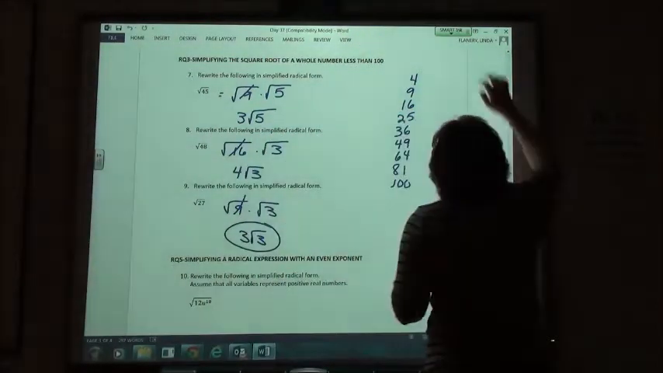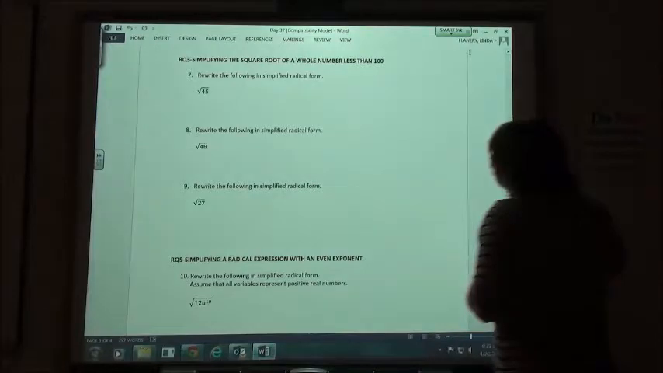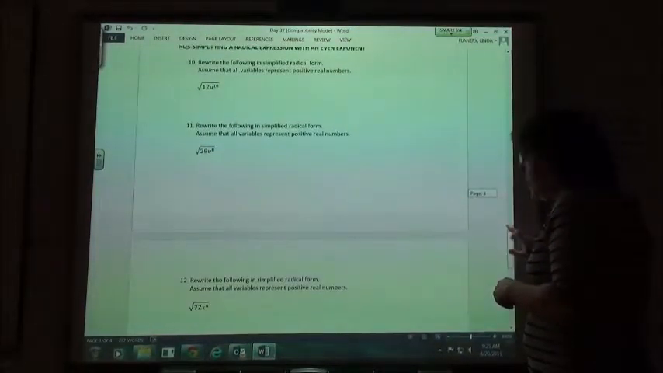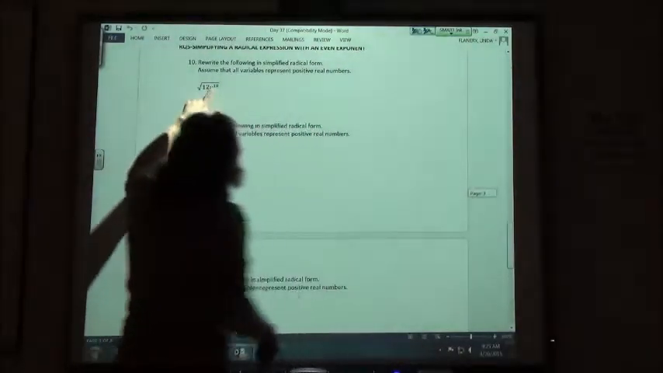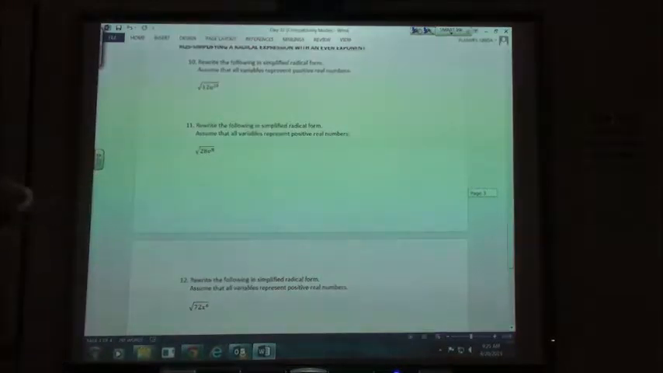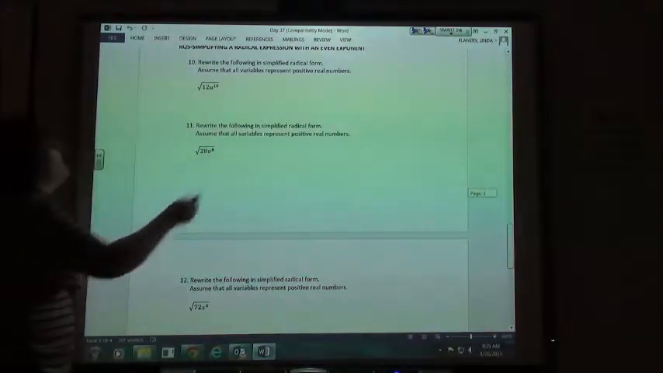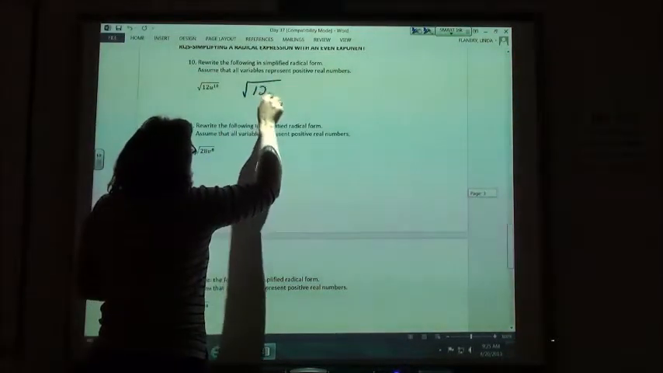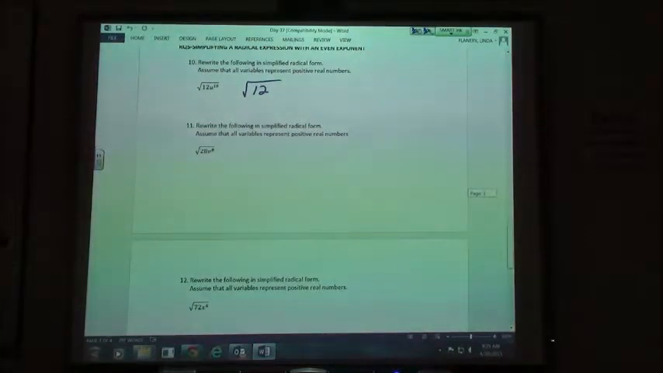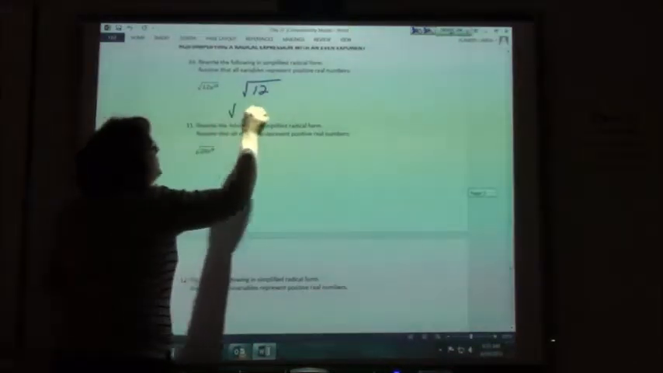So on the next ones, we're going to add a couple things that you've done already. Last week with Jane, you did the square root of something with an exponent that was even. And so we're going to take the square root of 12 and simplify it, and we're going to take the square root of u to the 10th and simplify it. Square root of 12. Not a perfect square, so we need to factor that out. What times what should we make 12?